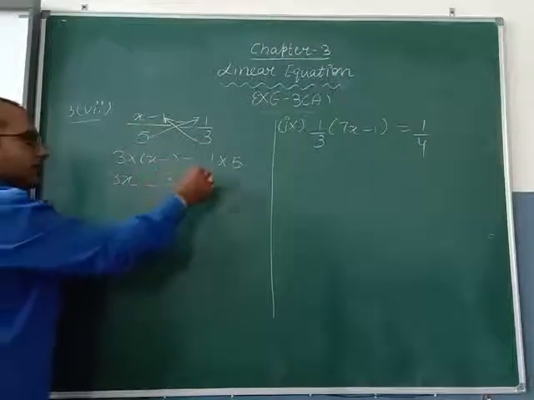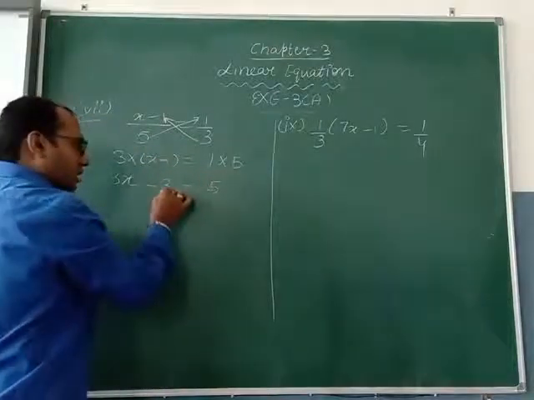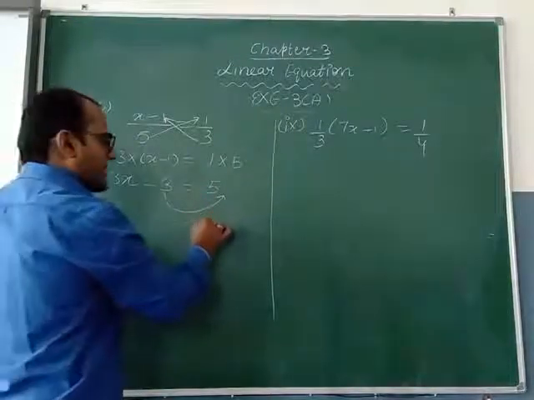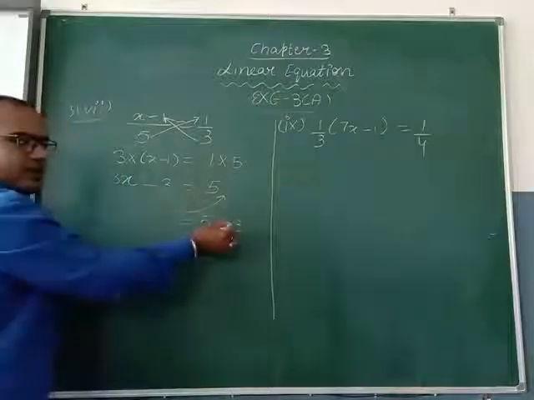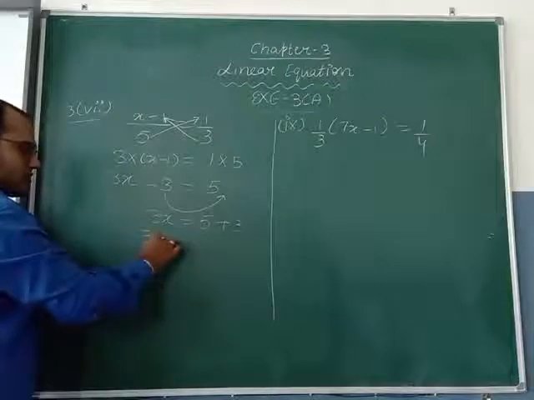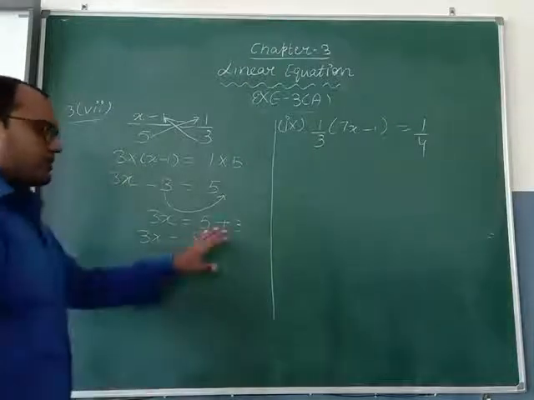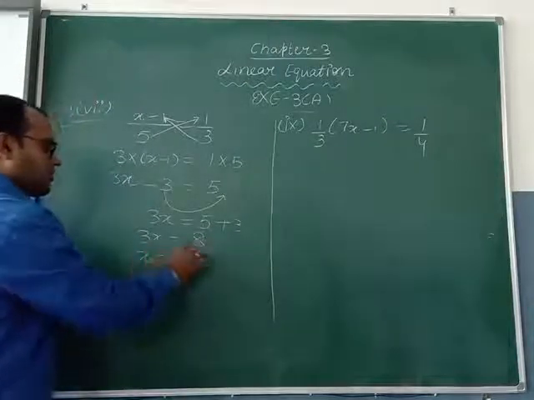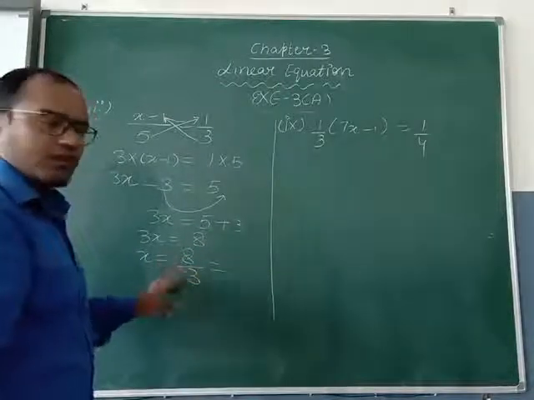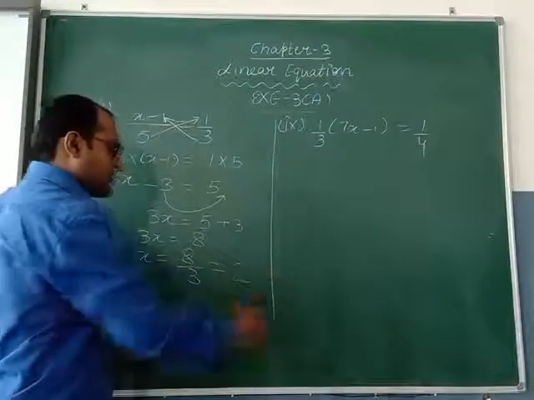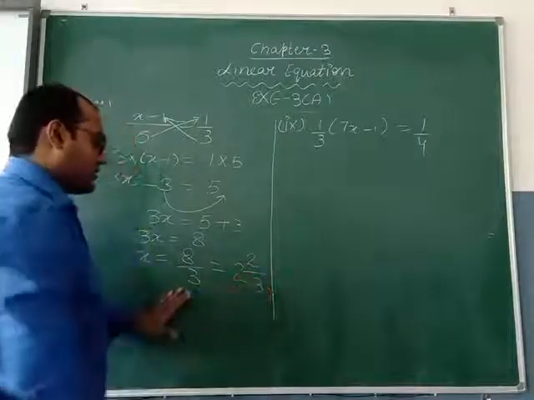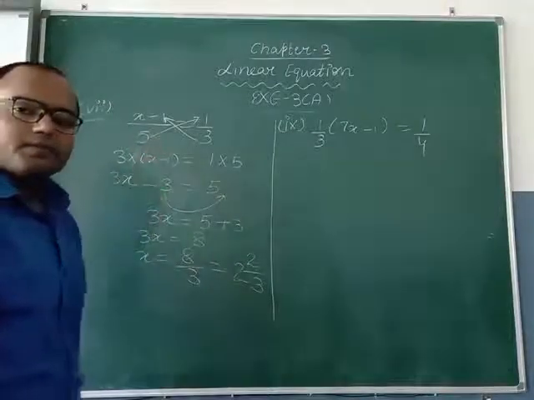So here we have done 1 into 5 is 5. Now minus 3 will come on the right hand side. This will be written as 5 plus 3. Minus 3 will be written as plus 3. On the left hand side it is 3x. Now 3x is equal to 8, because 5 plus 3 is 8. So x is equal to 8 upon 3. On changing it to a mixed fraction, 3 twos are 6, 7, 8, remainder 2, so we get 2 and 2 upon 3. This is the final answer of part number 7.